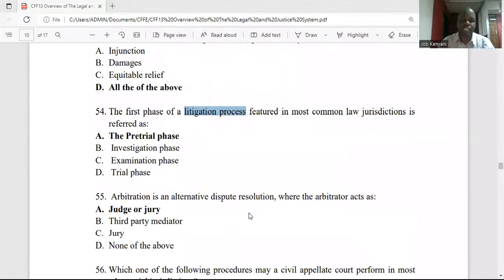So the next one is talking about the litigation process. Question 54: the first phase of litigation process featured in most common law jurisdictions is referred to as the pretrial phase, the investigation phase, or the examination phase. So the answer there was pretrial phase.